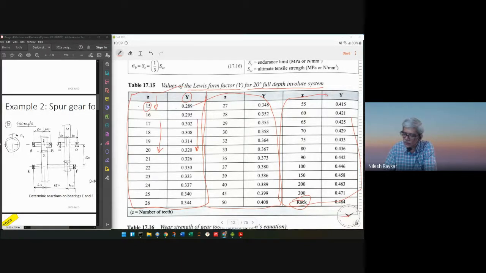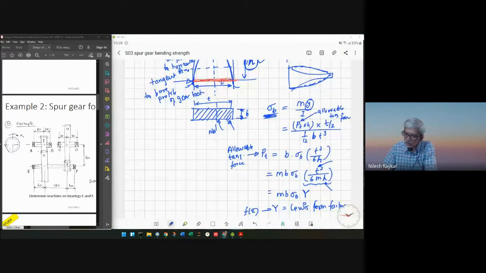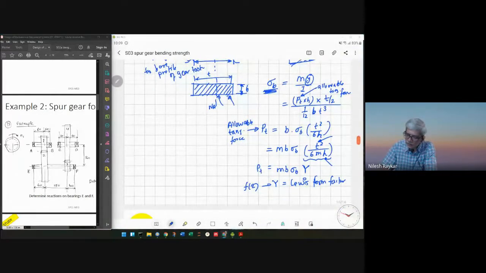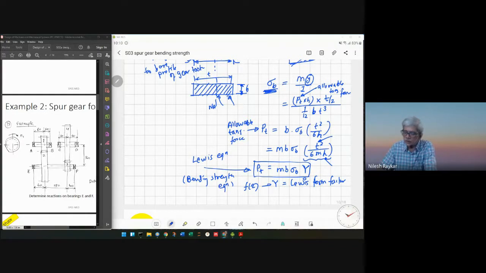And let's go back to our calculation, our formula. So we calculate that PT is given by this particular formula. This is known as the Lewis equation, or the bending strength equation. And we know that Y is directly proportional to the number of teeth. So as the number of teeth increases, the Y increases.